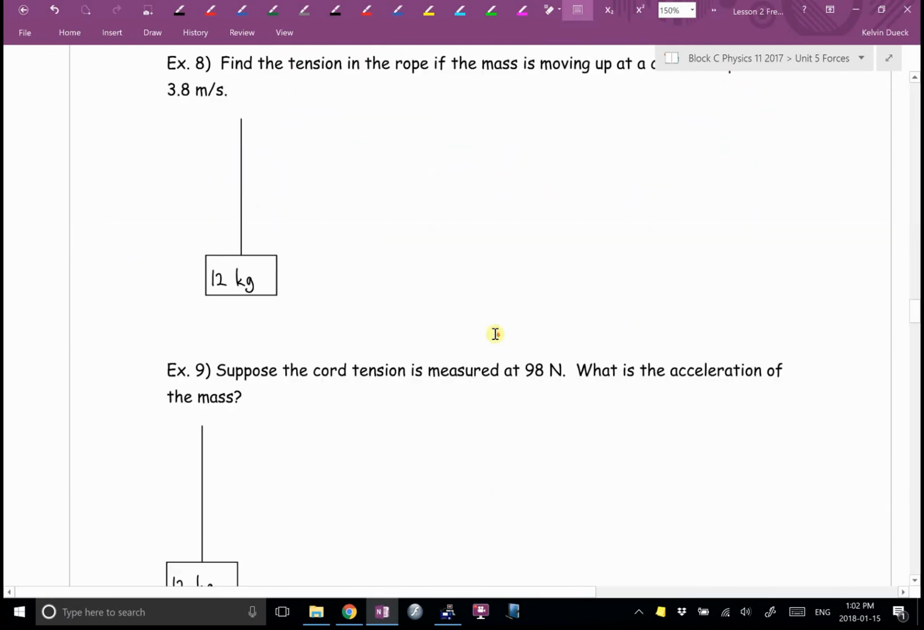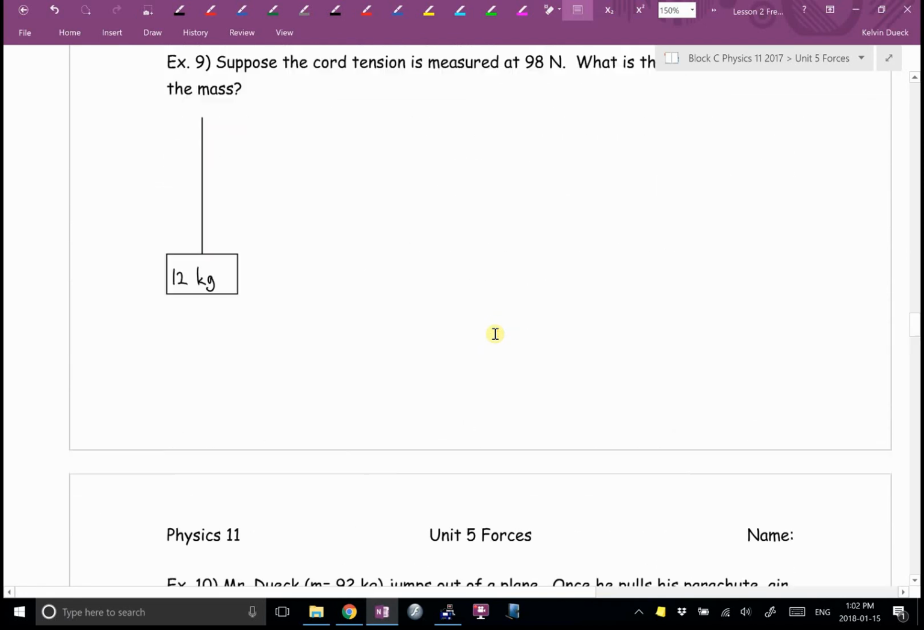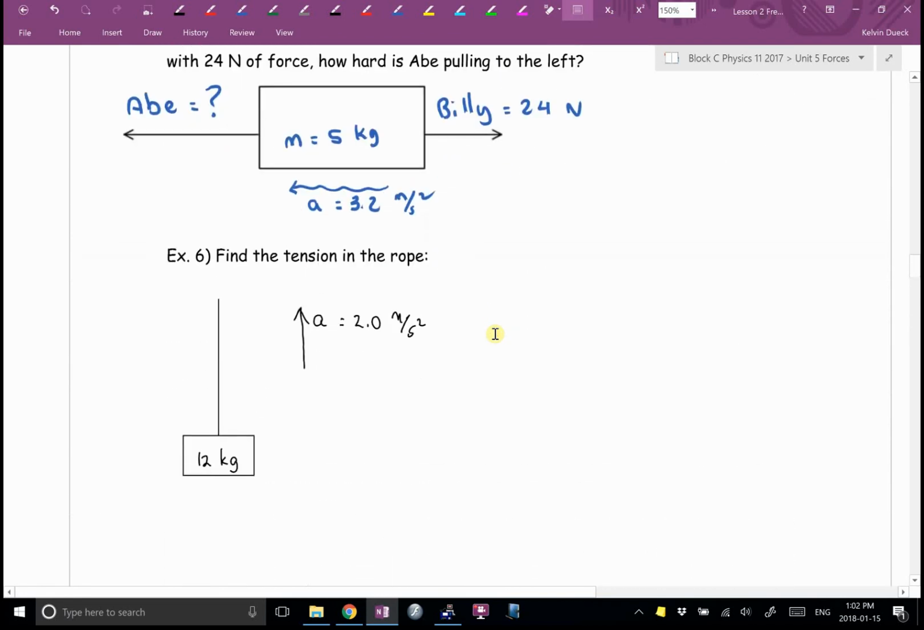How far am I going to get today? I got lots of examples. We're not going to get anywhere near through all of this today, I don't think, but let's see. I like example 6. Example 6 is the next question.